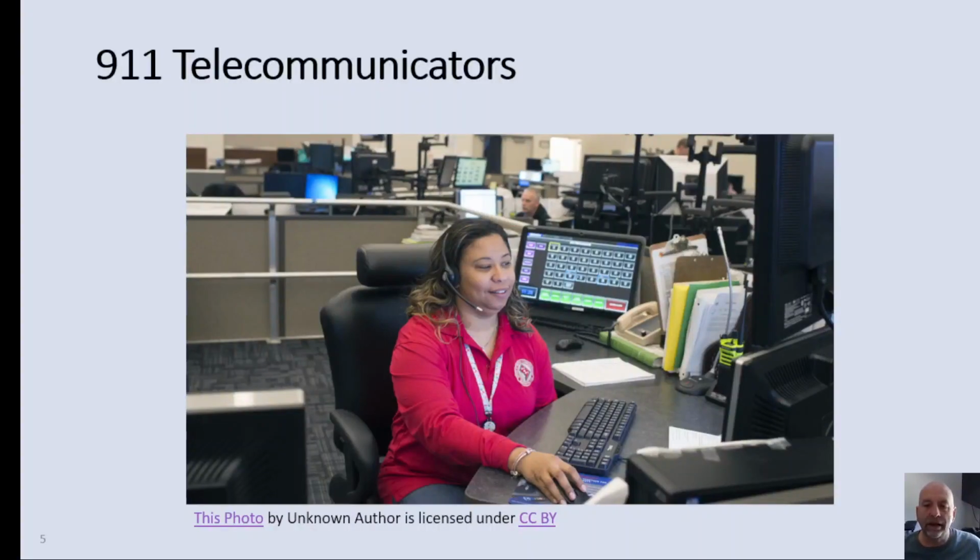Once on scene, if responders determine additional resources are required, these resources are requested through and coordinated by the 911 dispatch center. This might include the need for additional ambulances, a specialized rescue team, or a helicopter to provide air medical evacuation. The image here shows a 911 telecommunicator taking a call.